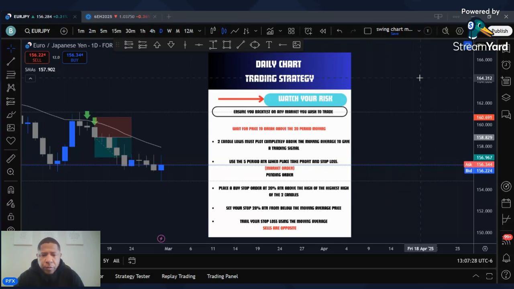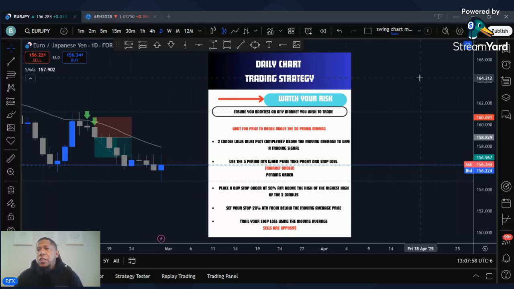All right. So wait for price to break above or below the 20-period moving average. You can go two candle lows or two candle highs. Must completely plot above or below the moving average to give a trading signal. Then I use the 5-period ATR. That's where I place my take profit and my stop loss. That's the market order.